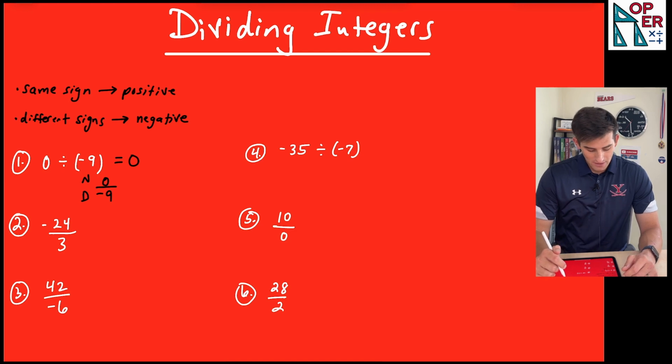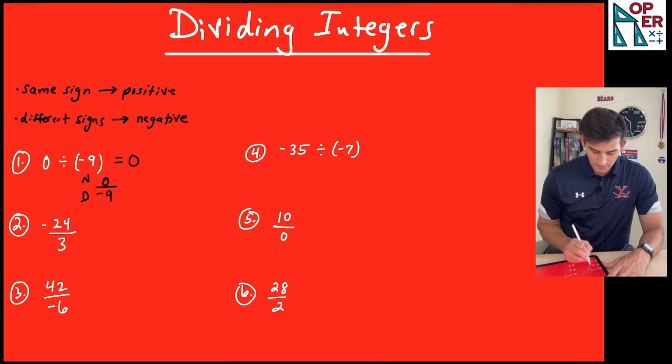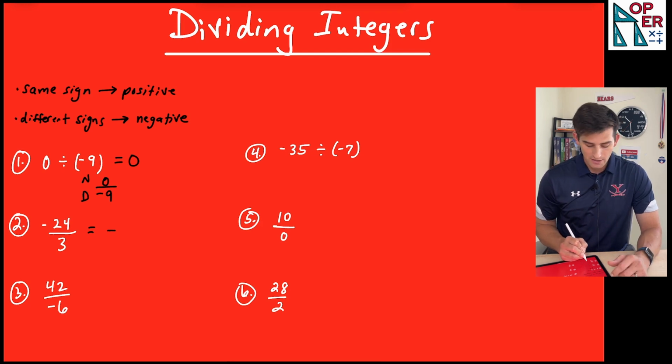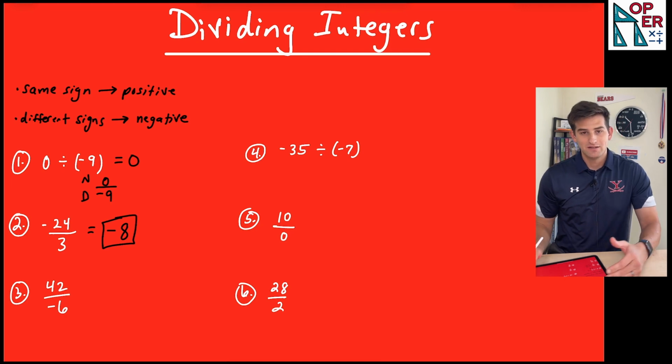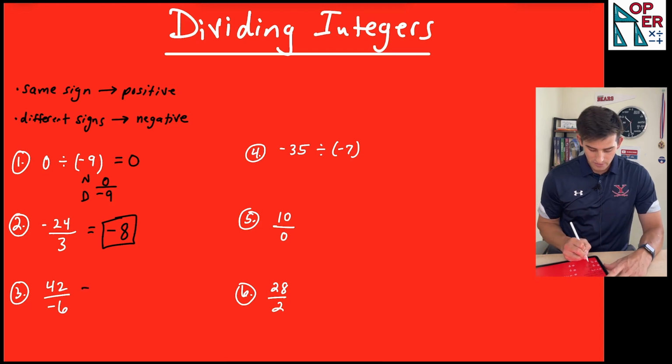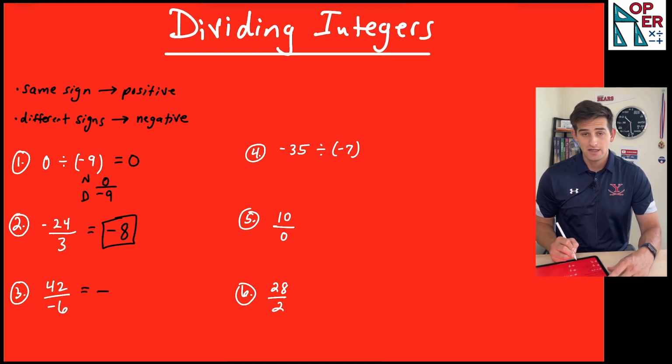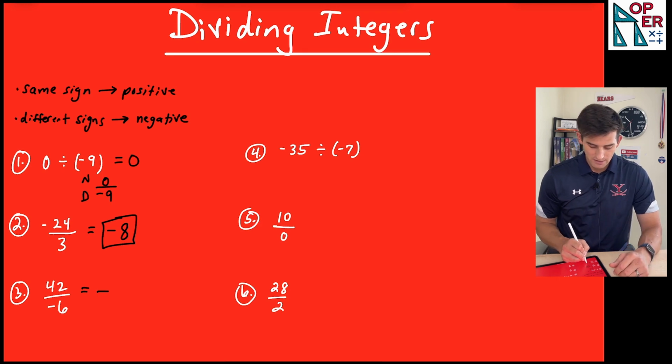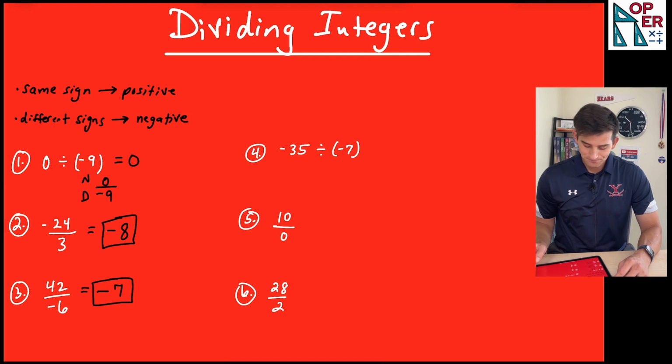Okay? All right, for number 2, we have -24 divided by 3. For this case, we have different signs. So we know our answer needs to be negative. Now we can just think, okay, well, what is 24 divided by 3? And that is 8. So our answer for number 2 would be -8. Number 3, also different signs, this time a positive divided by a negative. So our answer will still be negative because our signs are different. And now what is 42 divided by 6? That is 7. So our answer for number 3 is -7.